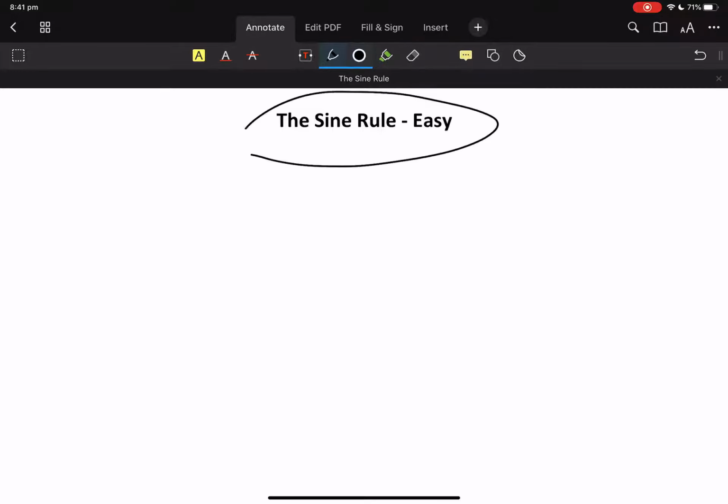The sine rule works for any triangle with three sides, hence it's a triangle. So the sine rule just talks about the ratios of the side length over the sine of the angle.